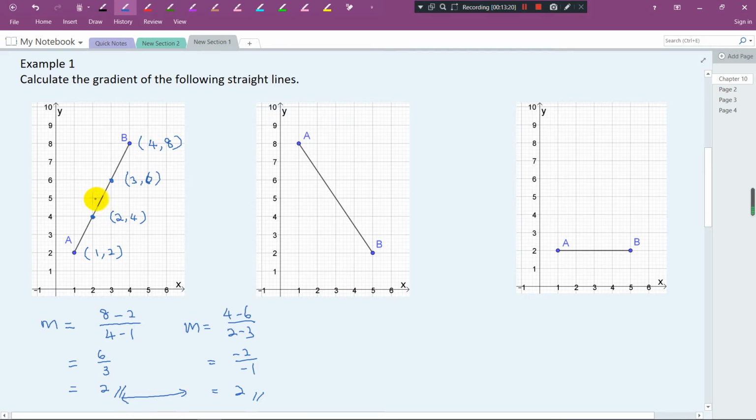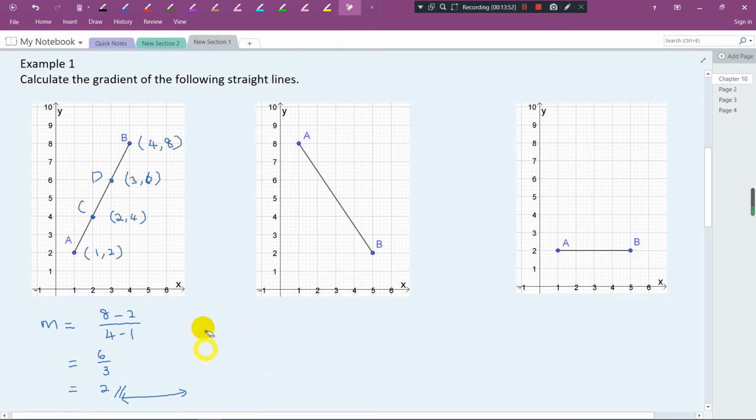So from here we know that the gradient of any 2 points which fall on the same straight line will be the same. So you can choose this. Okay, let me label A, B, and C, D. Gradient of AC, AD, BD, BC, and so on, all will give you the same answer. Okay? Now let's try this part. Let me erase this one first.